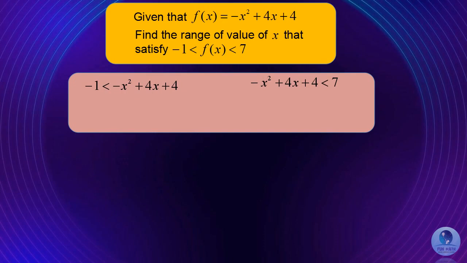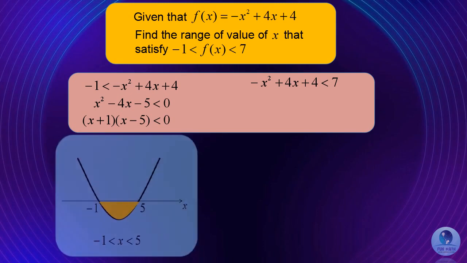Let's look at the first one. Negative 1 is lesser than negative x squared plus 4x plus 4. Rearrange the inequality and you get x squared minus 4x minus 5 is lesser than 0. Factorize it and you get x plus 1 multiply x minus 5 is lesser than 0.